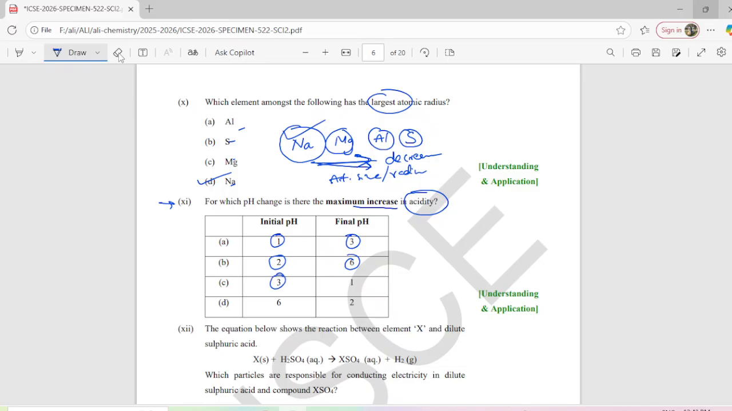Now 3 to 1, so here acidic character increases, but the pH difference is only 2. And here 6 to 2. Now here the acidic character will increase with the difference in pH of 4. So maximum increase in acidity is with option D, from 6 to 2.